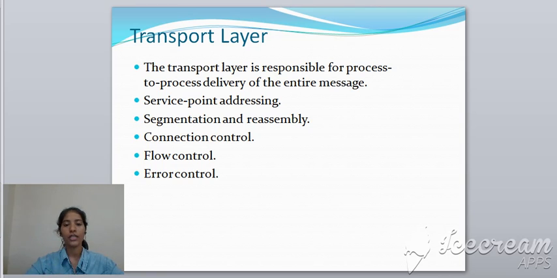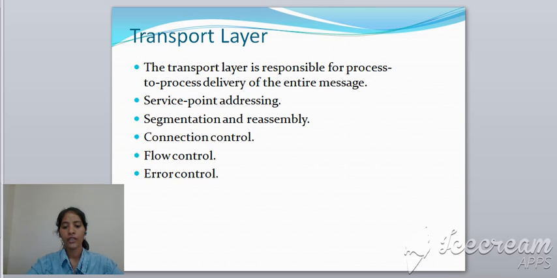Segmentation and reassembly. A message is divided into transmittable segments with each segment containing a sequence number. These numbers enable the transport layer to reassemble the message correctly upon arriving at the destination and to identify and replace packets that were lost in transmission.